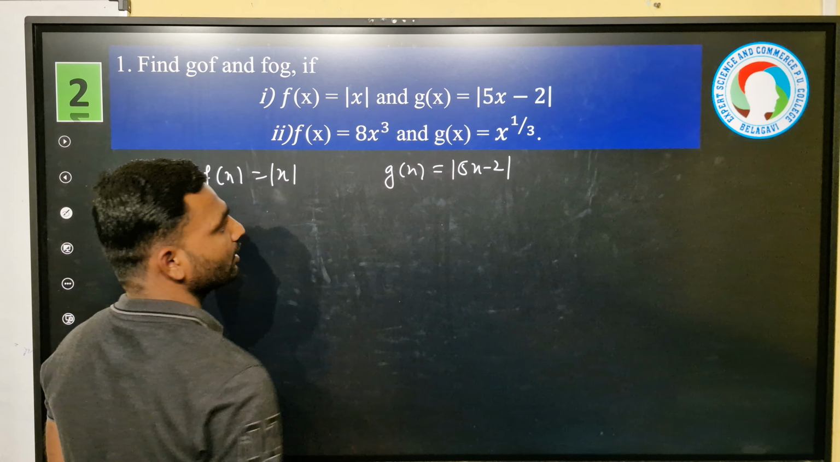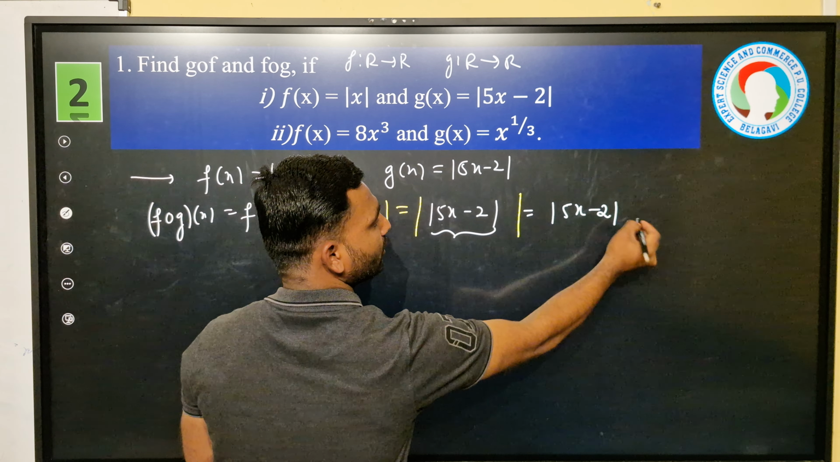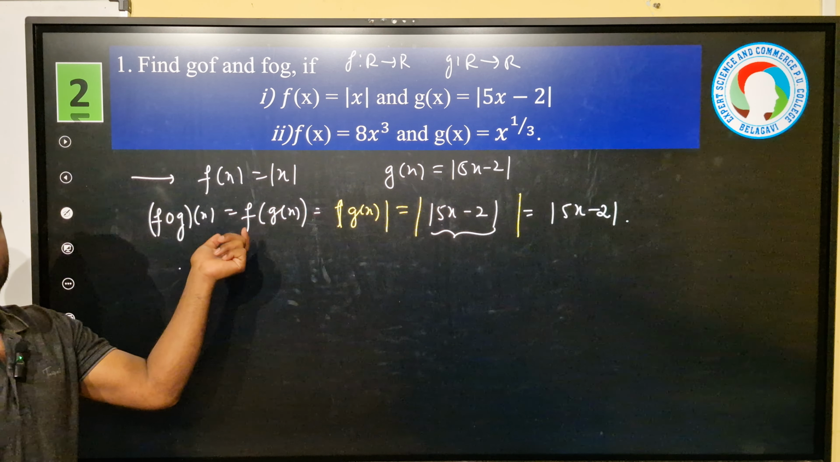That is 5x minus 2, modulus of this minus 5x minus 2. So modulus of 5x minus 2, this white line, this is nothing but g of x. So modulus of modulus becomes plus only, then that is modulus of 5x minus 2. This is your f of g of x.